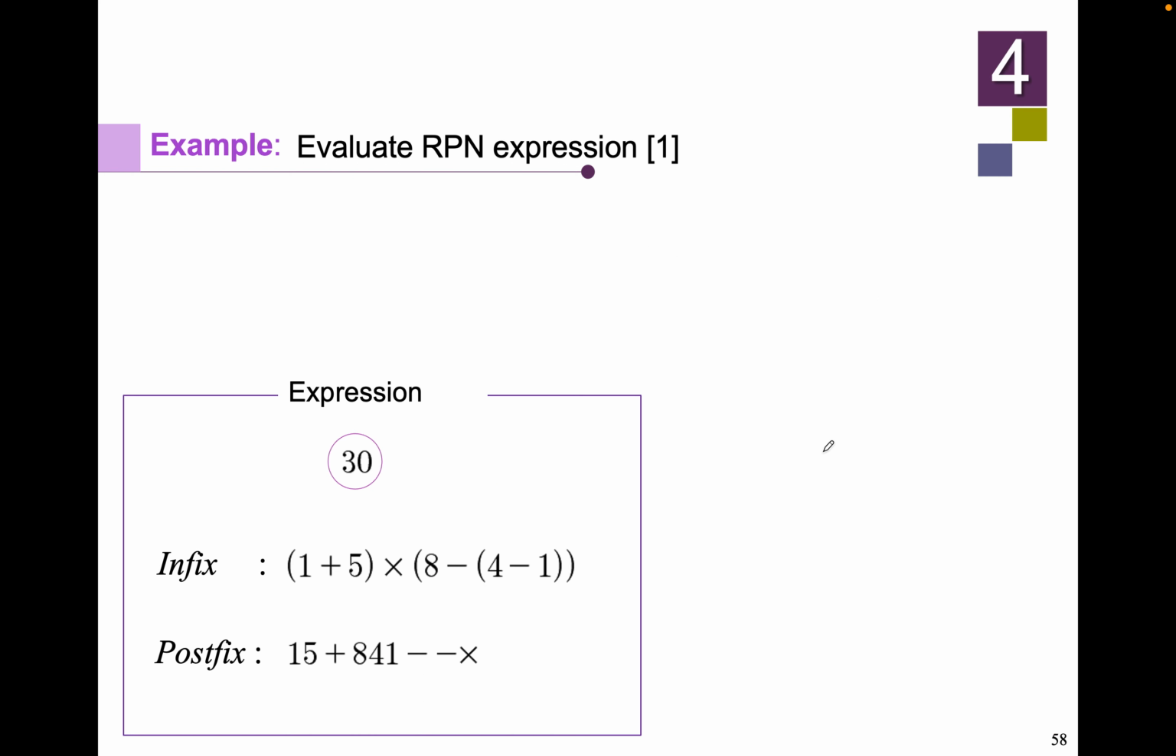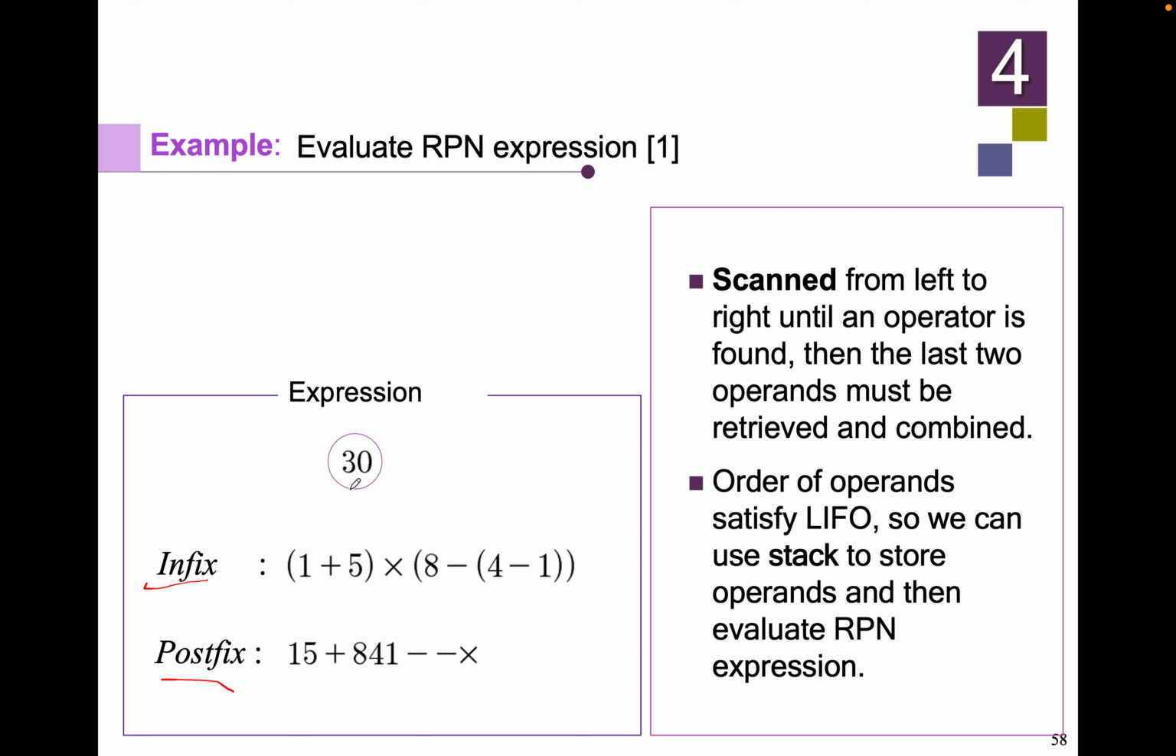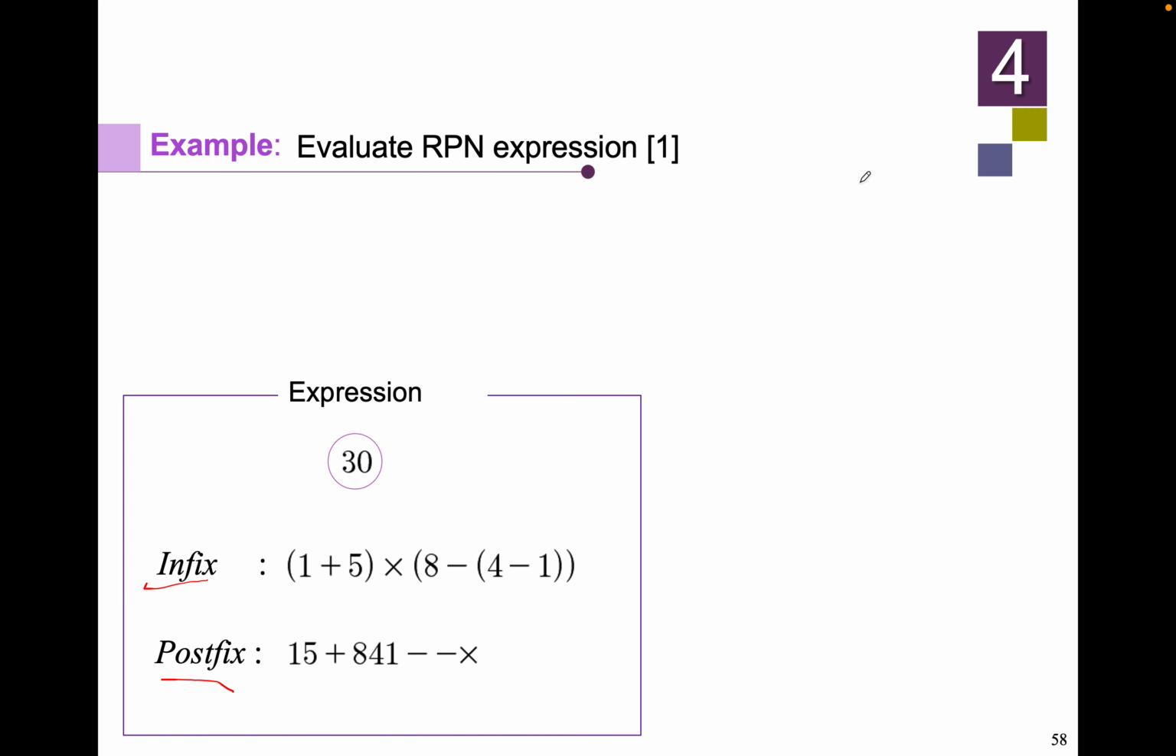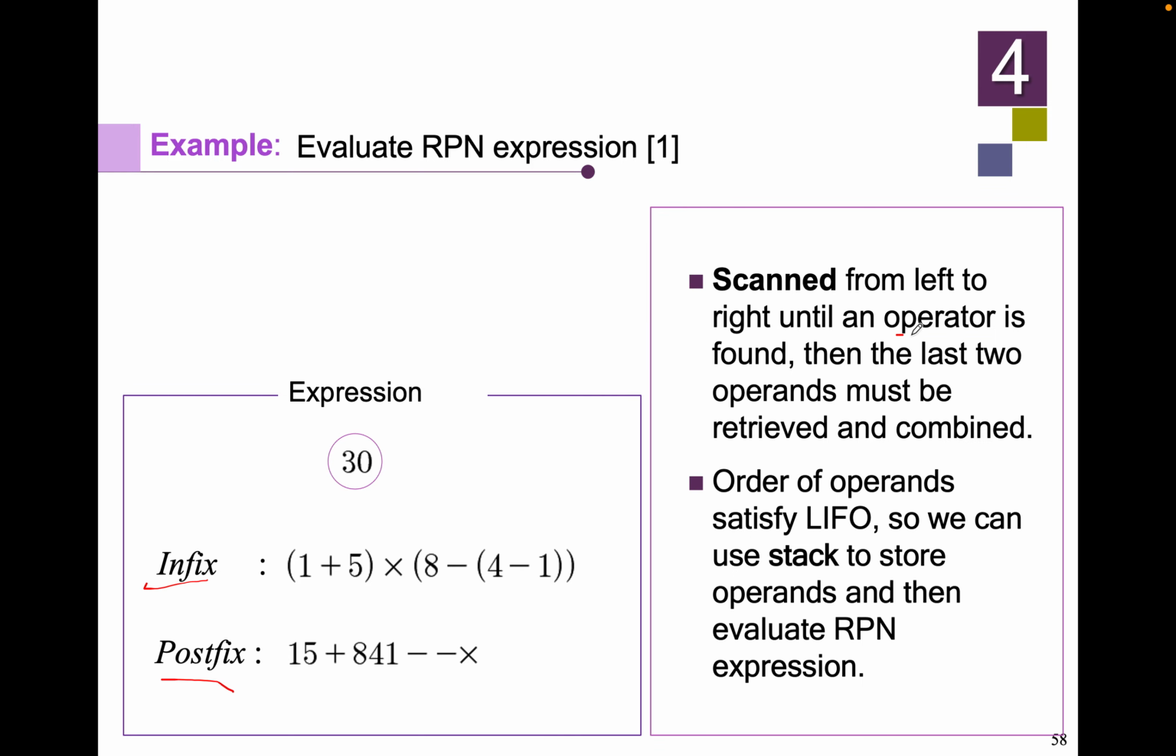Okay, we need to have the evaluations of our RPN expressions on our infix and postfix. You can see this is the final answer, right? So you need to scan from left to right until an operation is found. When an operation is found, the last two operands must be retrieved and combined.